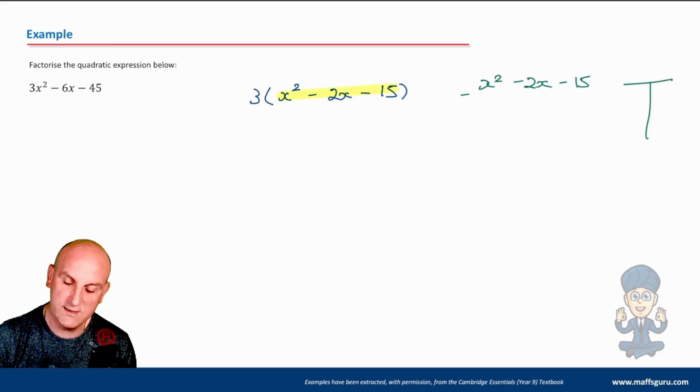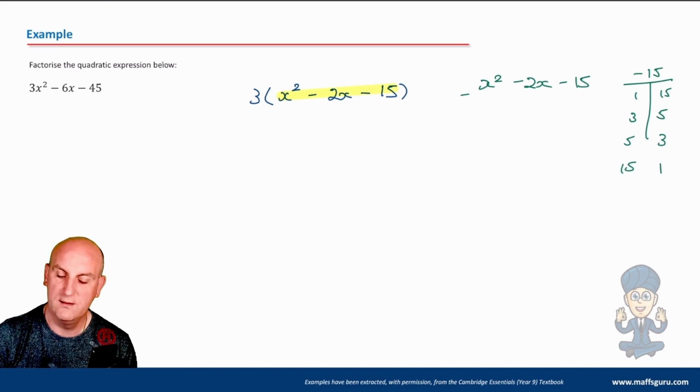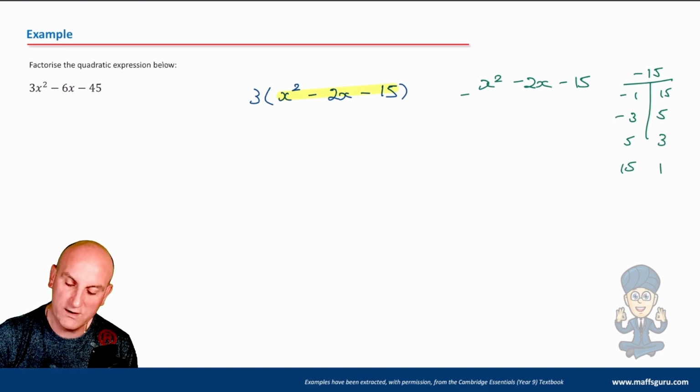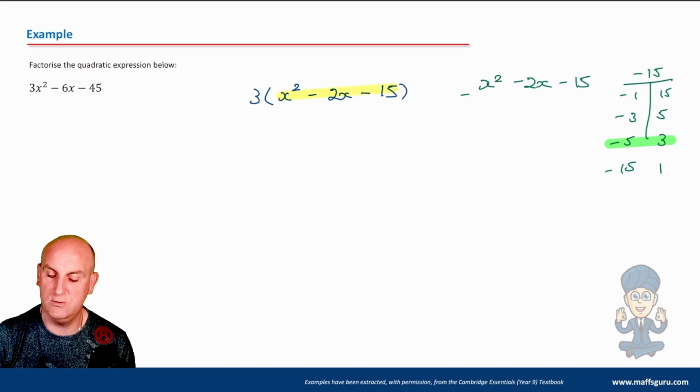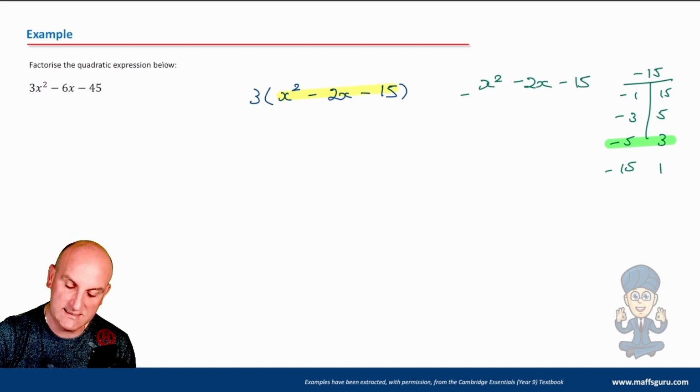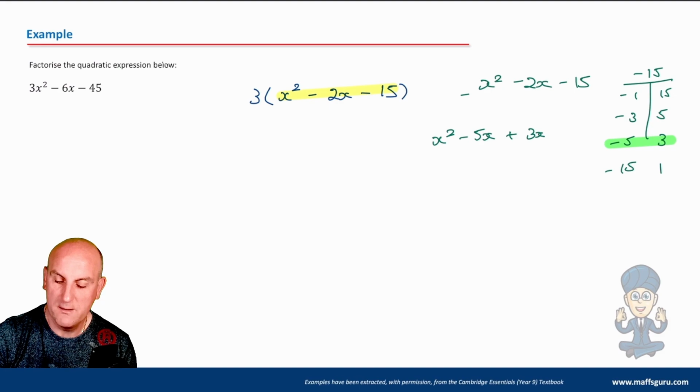I've got this number, which is 1 times negative 15, which is negative 15. I've got 1 and 15, 3 and 5, 5 and 3, 15 and 1. It's a minus sign in front of there, so one of these has to be negative. I'm looking for one that will add together to give me minus 2. It's got to be minus 5 and 3. All right, here we go then. So we get x squared minus 5x plus 3x minus 15.